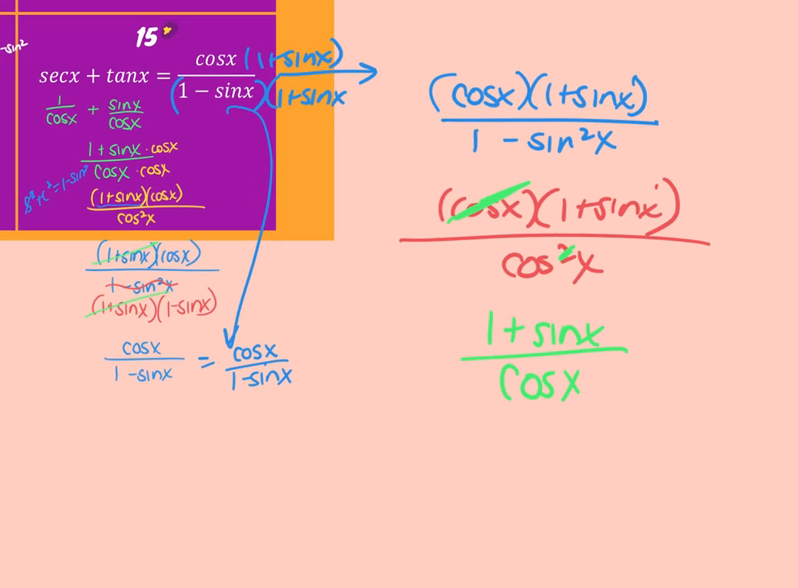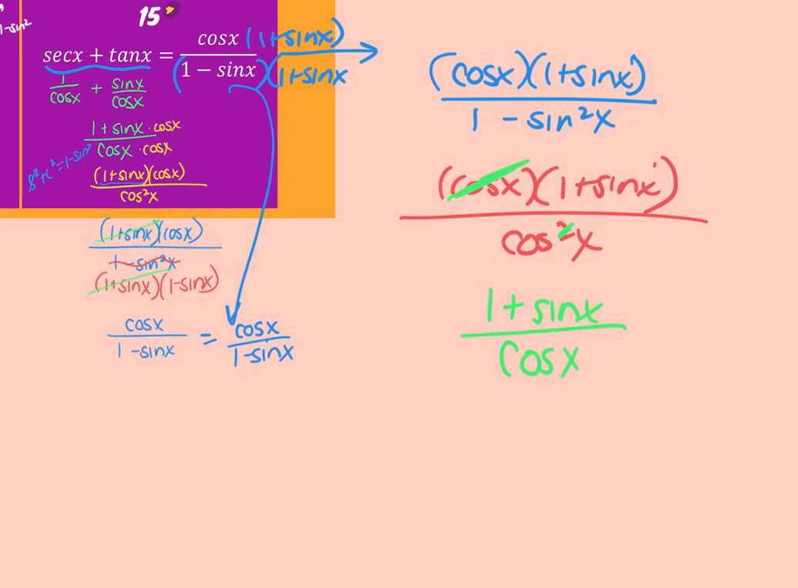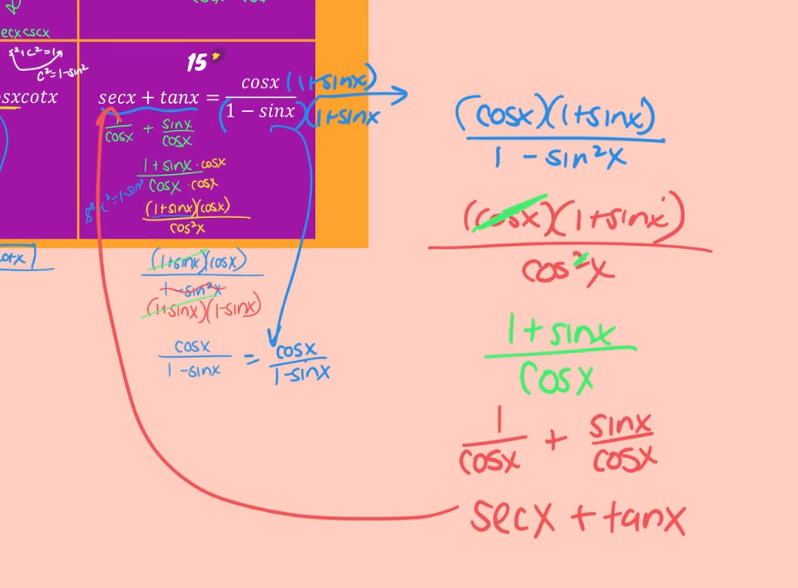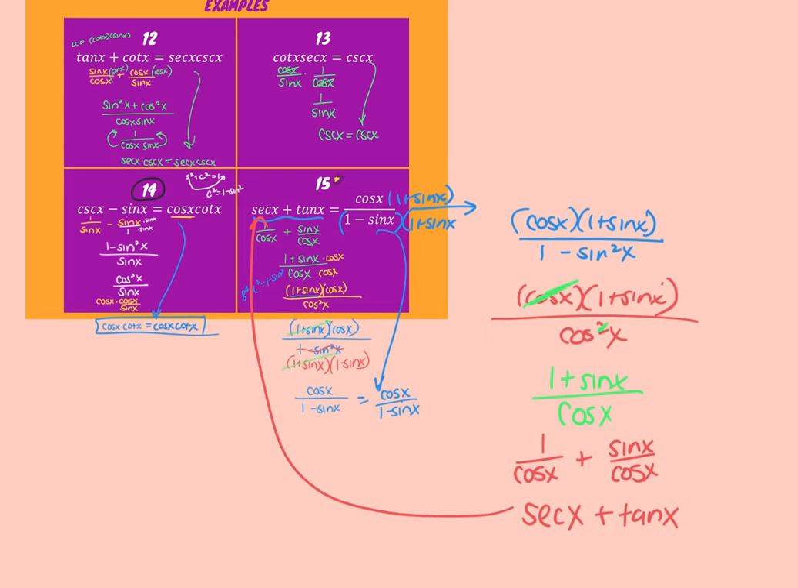Now it hasn't equaled the left side yet, but if you remember from yesterday, we said if there's a fraction and there's a sum or difference in the top, I can actually split it into 2 fractions. This would have become 1 over cosine of x plus sine x over cosine of x. And that becomes secant x plus tan x. And now that equals the left side. So 2 completely different ways to do it. Obviously, both are right. Just depends on which one your brain makes more sense of.